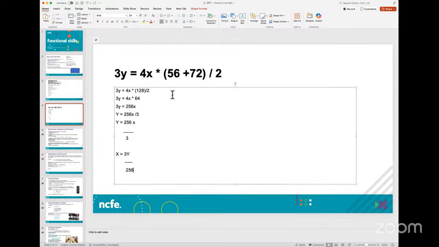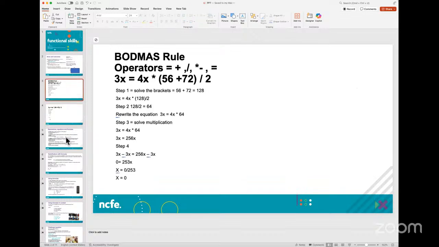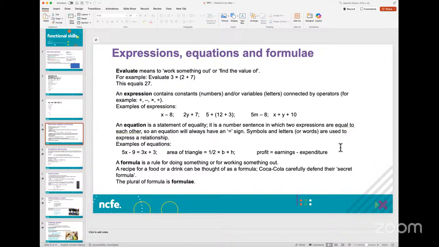So here you can use the BODMAS rule to either find the value of x or find the value of y, and that is how you would go about doing it. And this is what we need to understand when we talk about expressions in general. Is that okay? So if I were to explain by taking a few more examples, expressions, equations, and formulas are essentially used in mathematics to work out something, to find out the value.